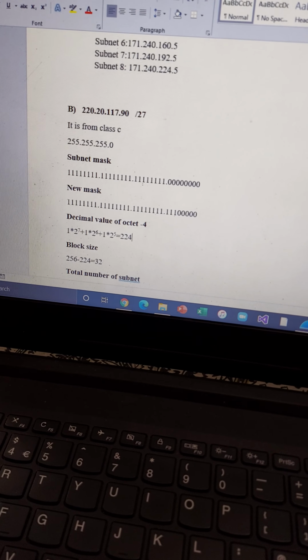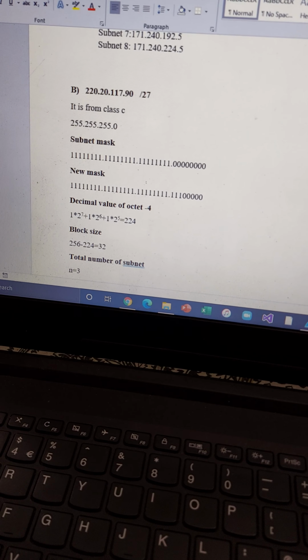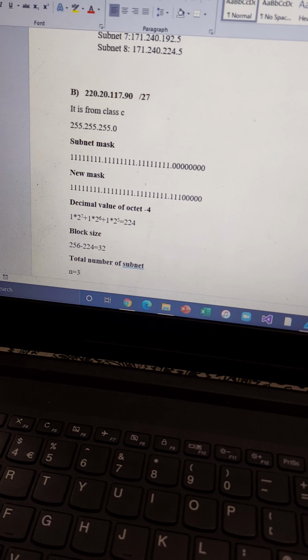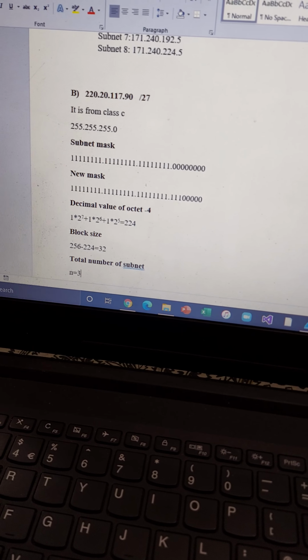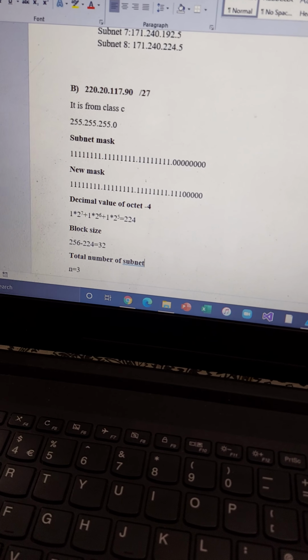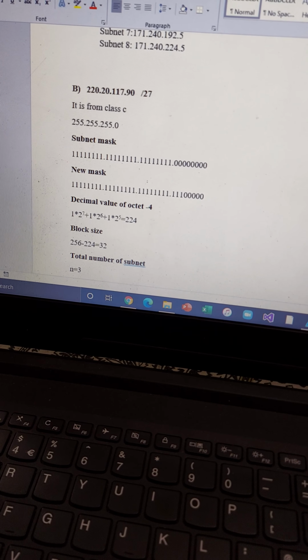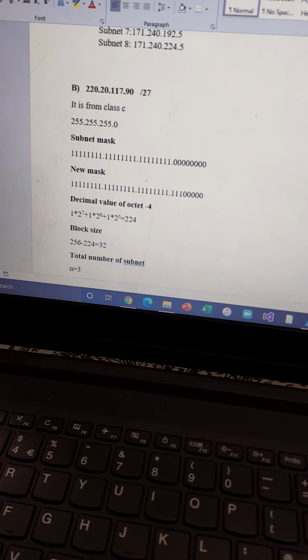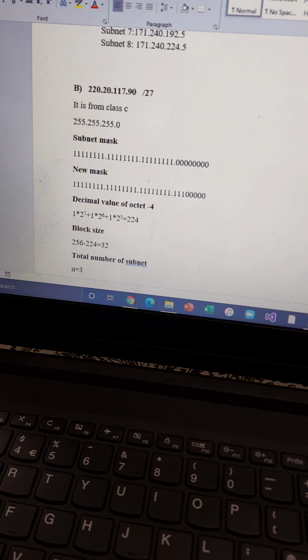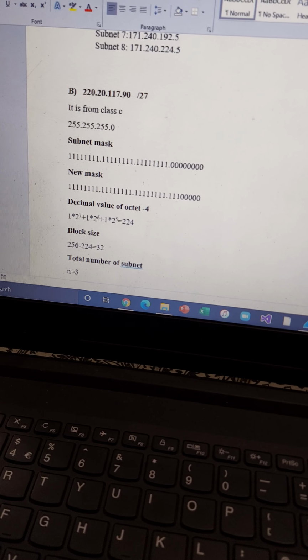Now sir, we will calculate the decimal value of the octet as I have told you before. Then we will calculate the block size by subtracting 32 from 256, and we will get the answer of 224.